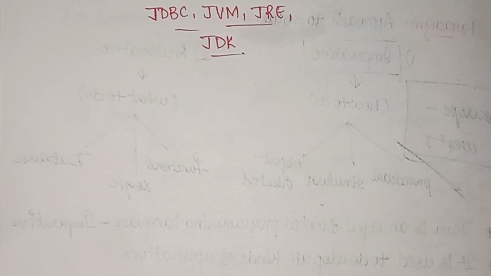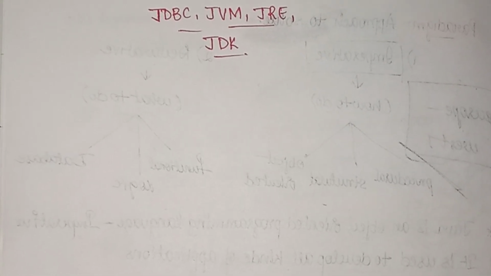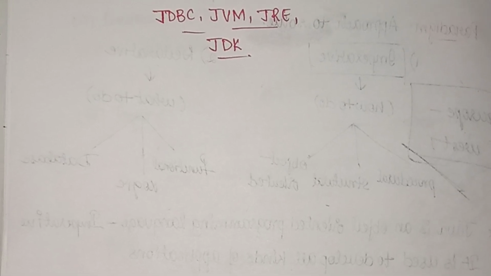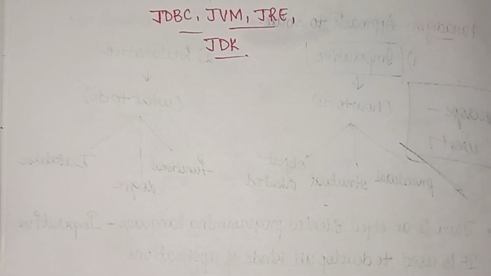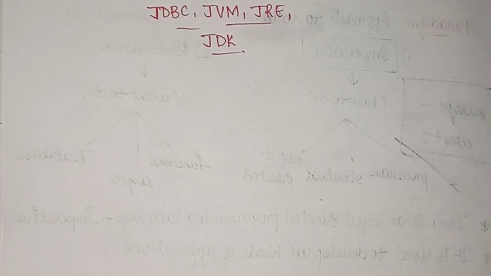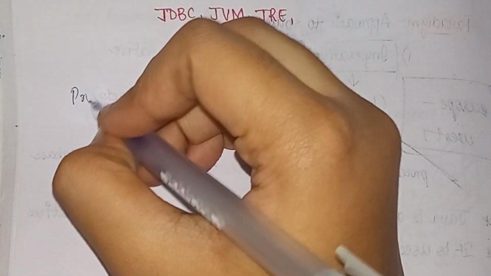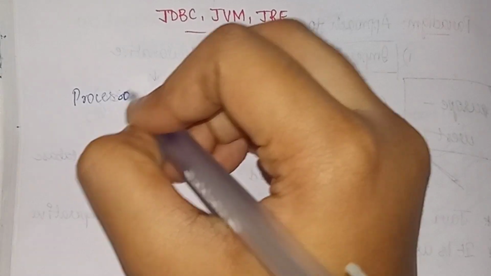So in this video we'll learn about what is JDBC, JVM, JRE and JDK. ఈ 4 ఏంటి అనేది మనకి తెలిస్తేనే we can proceed with this Java language course. So first of all let's see the definition of processor. So processor అంటే ఏంటి ఇక్కడ?